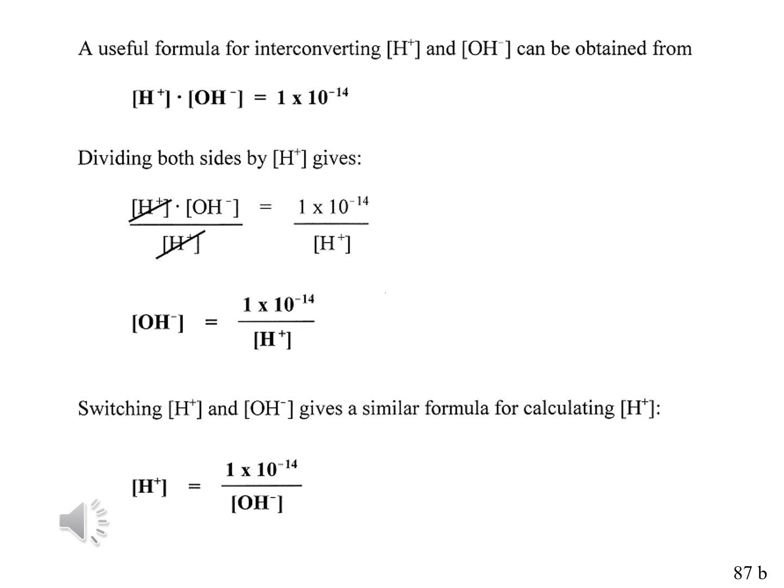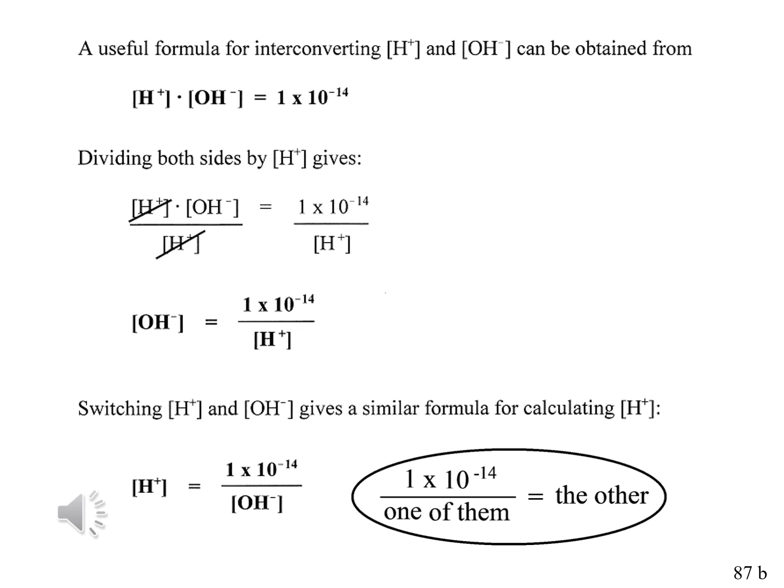But you could just as easily have divided by OH, and then you would get that H plus equals the concentration divided by OH. You have to get to the point where you can do these conversions absolutely automatically with a calculator, because we're going to use them in almost every class from now on. pH is very important in Chem 132.